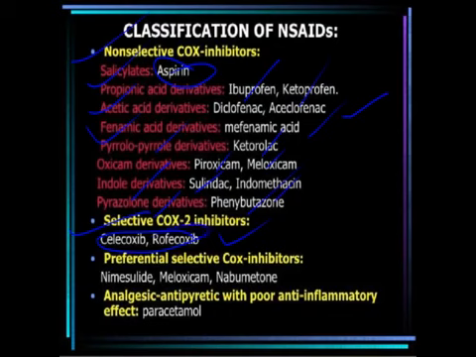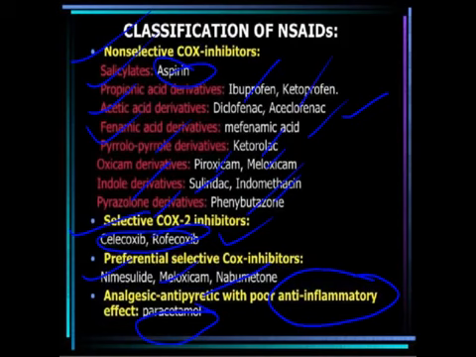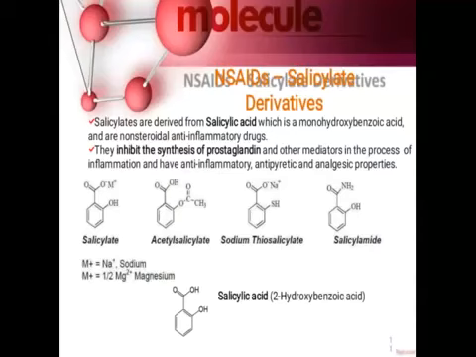These are the selective drugs. Then nimesulide, meloxicam, nabumetone, these are the selective COX inhibitors. And the drug paracetamol has greater analgesic activity, greater antipyretic activity, but weak anti-inflammatory activity. So it has poor anti-inflammatory activity. So this is the classification of non-steroidal anti-inflammatory agents.